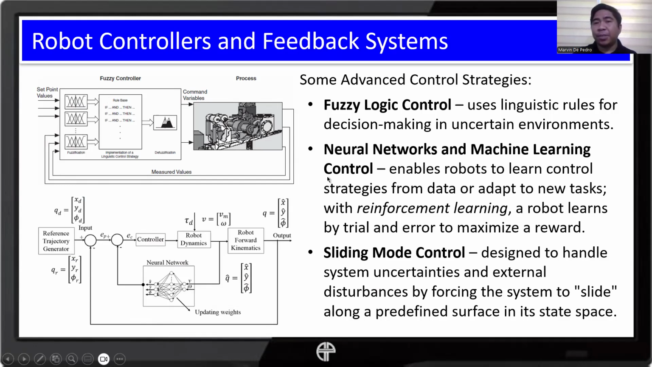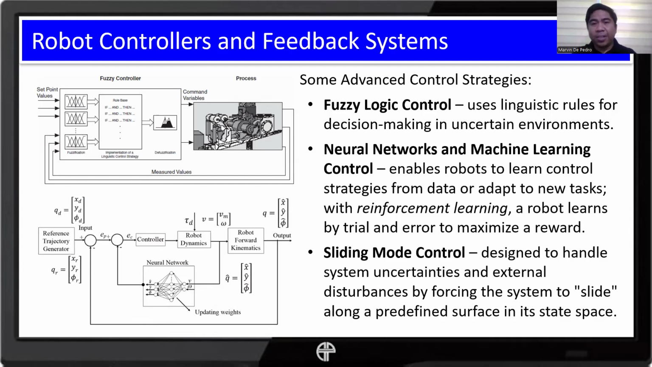And more than the MPC that we discussed a while ago, we can have other types of neural networks and machine learning control. They enable robots to learn control strategies from data or adapt to new tasks by trial and error to maximize a reward. There are a lot of machine learning algorithms to choose from, and it requires some research, testing, and critical thinking to come up with the best one that suits the intended purpose of your control system.